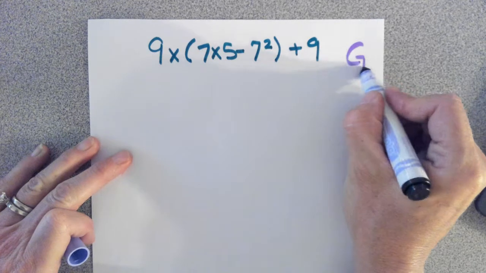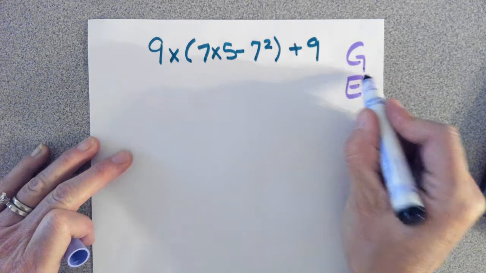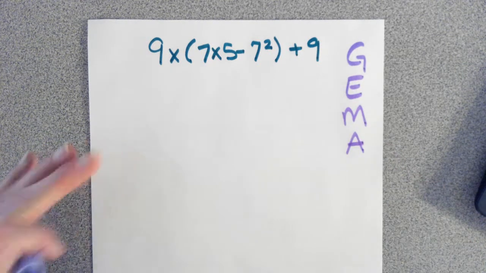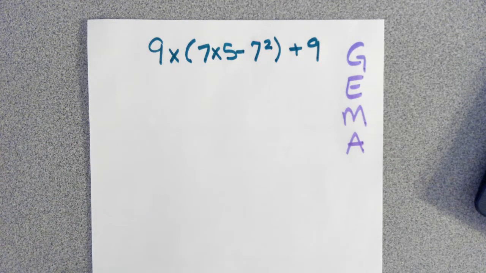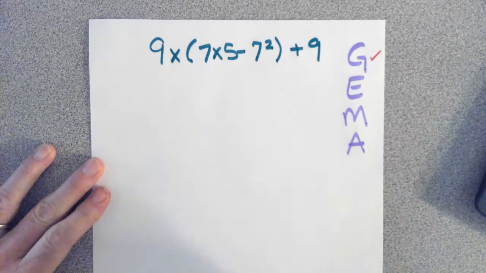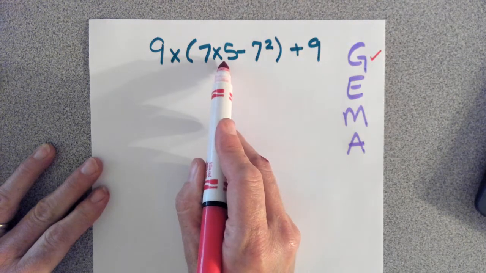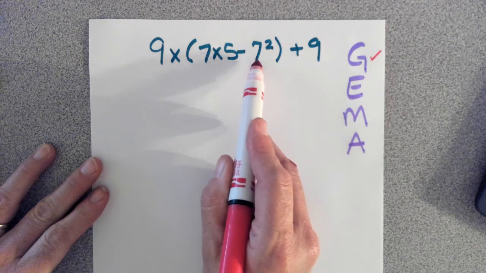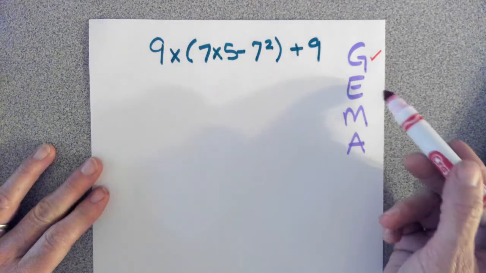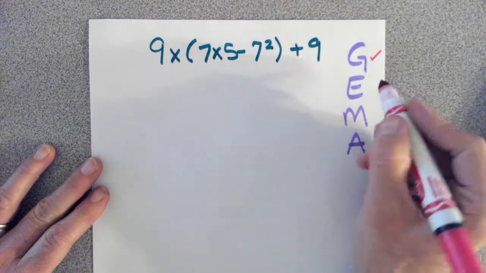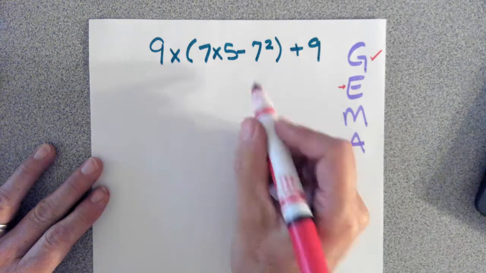So let's start with the G for grouping, E for exponents, M for multiplicative, A for additive. GEMA, if you write it down each time, you're going to have the steps to solve them correctly, starting with grouping. Now inside the grouping here, I've got multiplying, 7 times 5, I've got subtraction, and I have exponents. We have to follow this same order of operations inside the grouping. So we're going to start with the exponents.